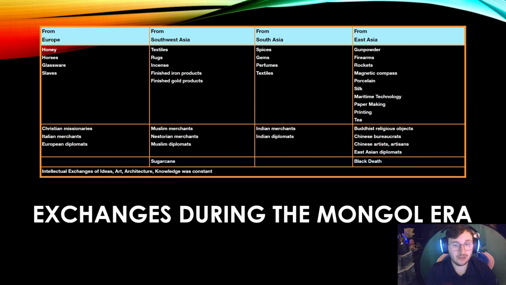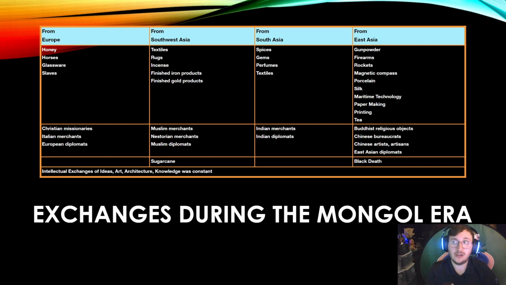Now, exchanges during the Mongol period. From Europe, we get honey, horses, glassware, and slaves from the Caucasus regions. And what they're going to get from Europe is Christian missionaries, Italian merchants, and European diplomats. Goods from Southwest Asia are going to be textiles, rugs, incense, iron, and gold products. The people they're going to get from Southwest Asia are going to be Muslim merchants, Nestorian merchants, and Muslim diplomats.